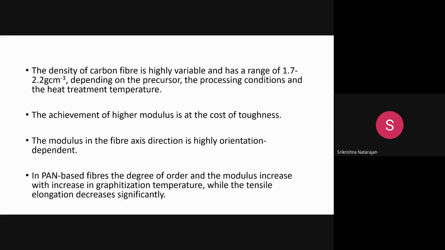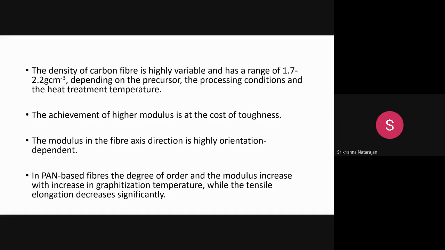So this modulus, if you see, the higher modulus comes at the cost of toughness. If more carbon component is present, then it will obviously have a higher modulus. And the modulus is also orientation dependent, how the process conditions have aligned the fiber axis, the degree of order and the temperature, these things matter in the modulus. In PAN based fibers, if you observe, the order is more, so you will get good strength and mechanical properties.